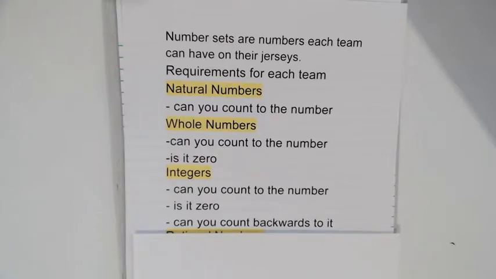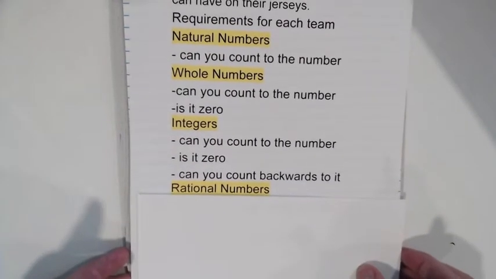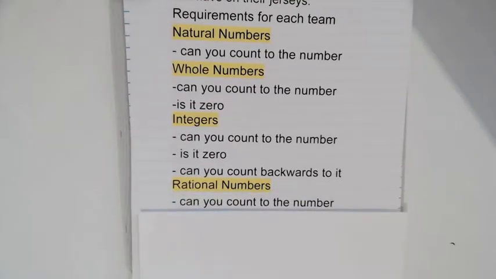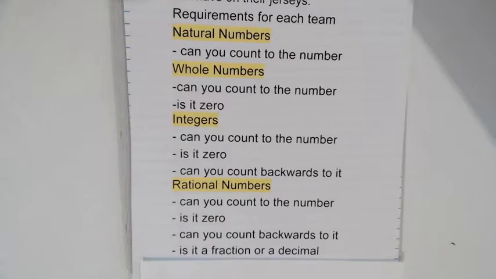Okay? The next team, rational numbers. Okay? This brand new team has all the other jerseys. It has the jerseys of the numbers you can count to. You can have any of those counting numbers on your jersey. You can have 0 on your jersey. You can have negative numbers. That's the numbers you can count backwards to. Here are the new special numbers you can have on your jerseys. Those numbers are fractions and decimals. If you're on the rational number team, you can have a fraction and you can have a decimal on your jersey.